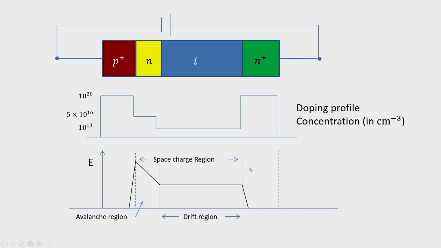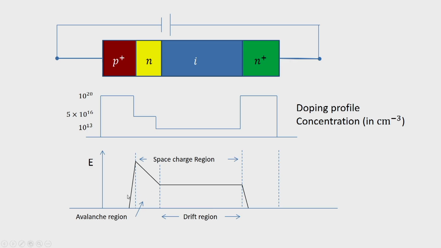Now, this is the space charge region. The I region is the region through which the carriers generated during breakdown will drift, and this region is the avalanche region.